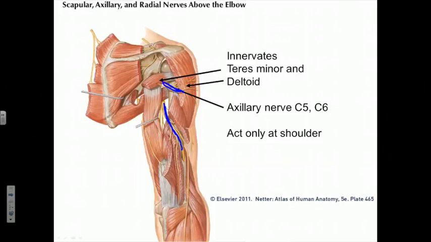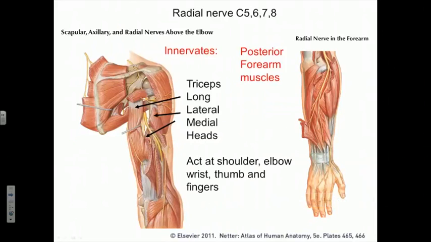Well, the axillary nerve is first, and it, as we've indicated, only contains C5 and C6, so it can only innervate two muscles, a teres minor and a deltoid, that act at the shoulder joint based on the gradient of innervation. And then lastly, we can look at the radial nerve.